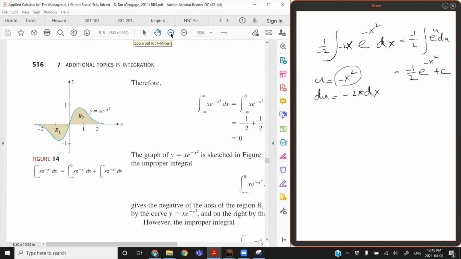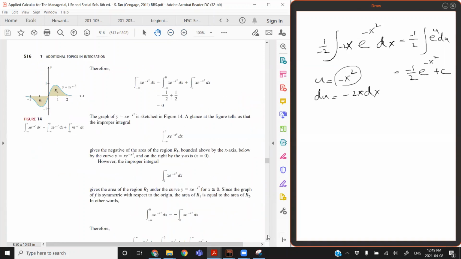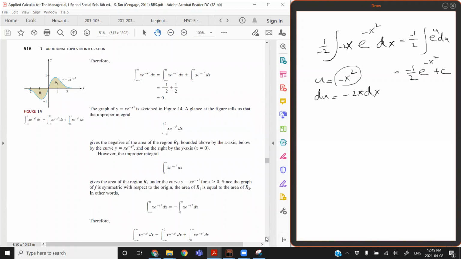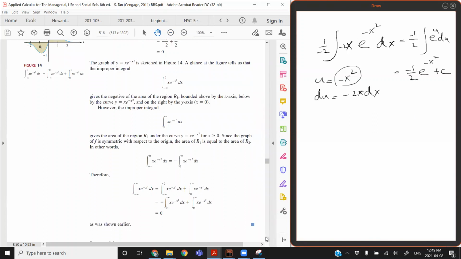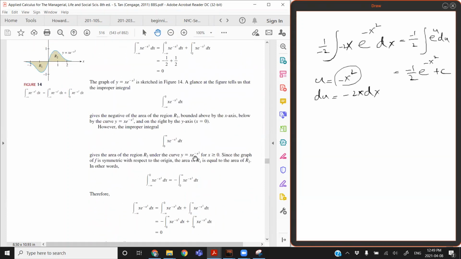Yes, and then you don't need to change the bounds anymore. Yes, you can keep the bounds because you're not working with u, you're working with x. Did I answer your question? Yeah. Okay. So yeah, I explained this one. Yeah, that's it.